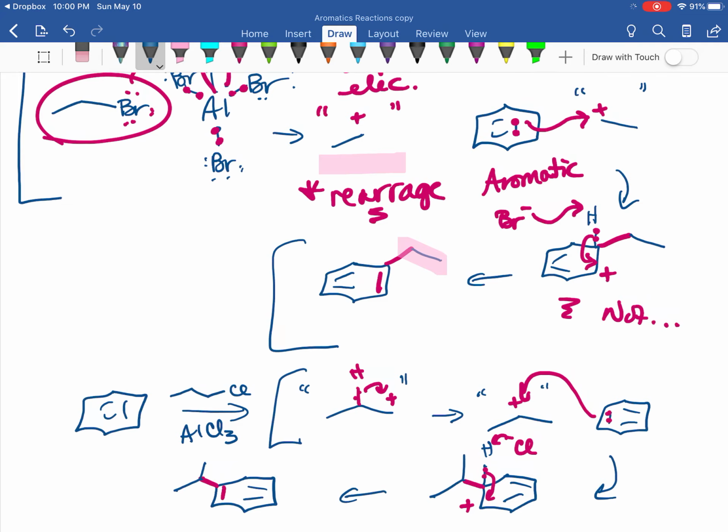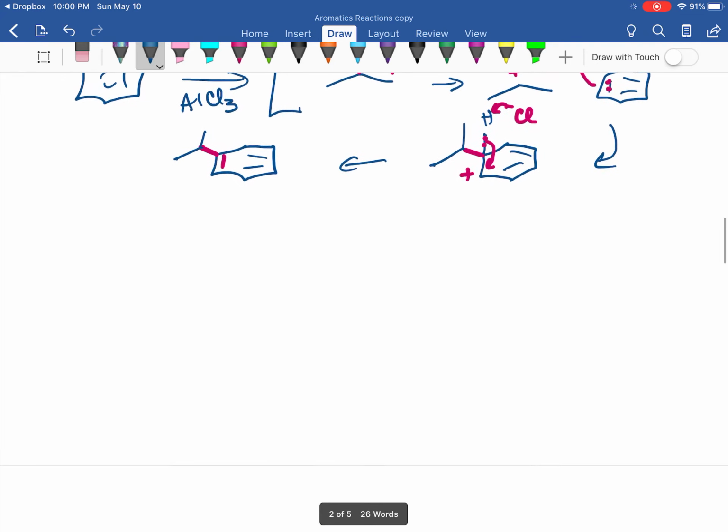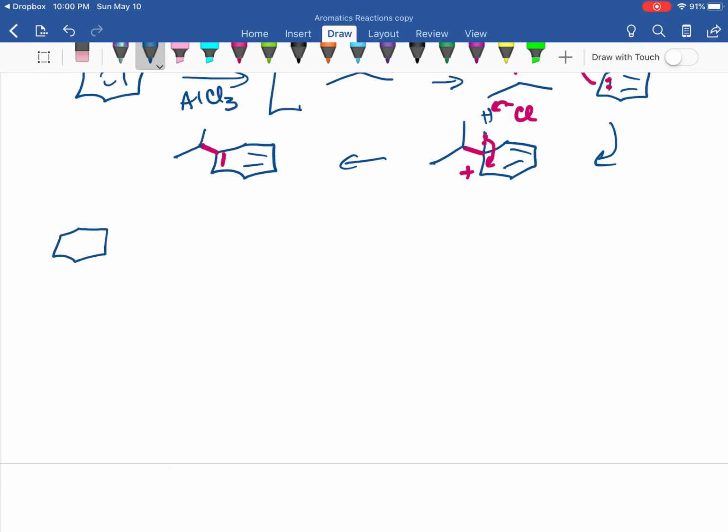And we just make cumene. We're going to see that in a little bit. All right, so what about the other iterations? They follow the exact same process. So let me just show you the other two.